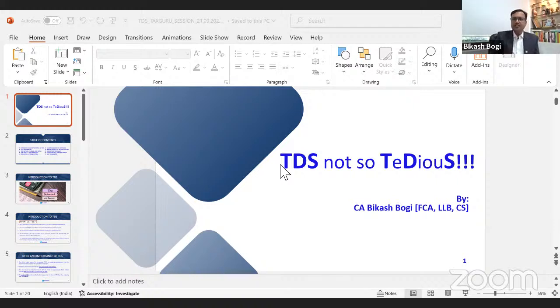So in today's session, I will cover basic concepts, deductions, tax filings, recent TDS amendments, penalty, prosecutions, impact on tax audits, and a few other aspects.